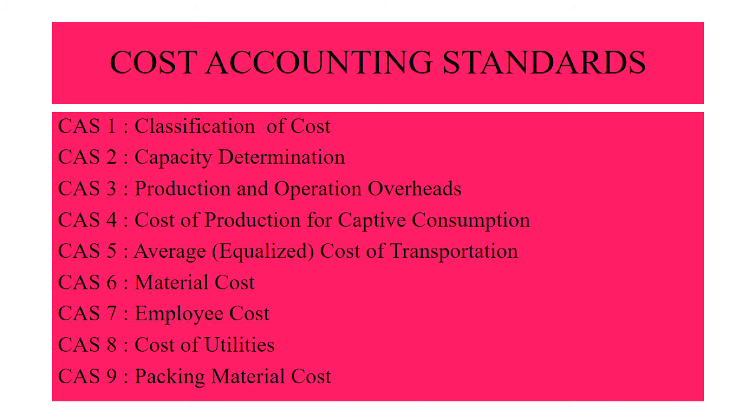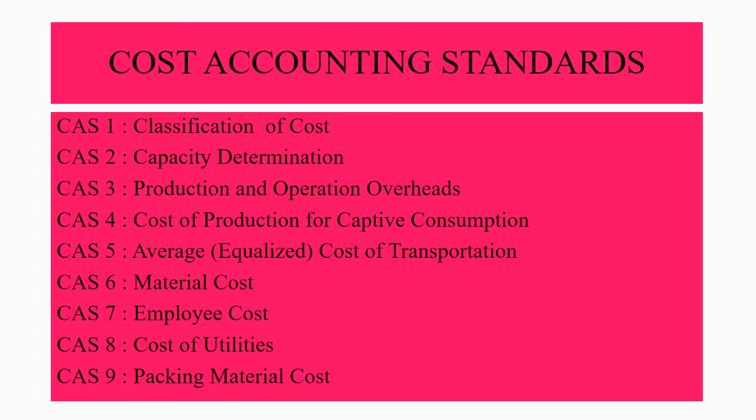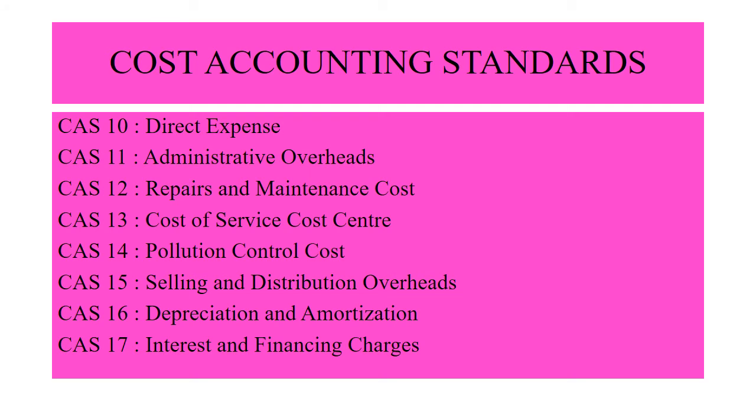Cost accounting standard 6 is material cost. Cost accounting standard 7 is employee cost. Cost accounting standard 8 is cost of utilities. Cost accounting standard 9 is packing material cost. Cost accounting standard 10 is direct expense. Cost accounting standard 11 is administrative overheads. Cost accounting standard 12 is repairs and maintenance cost.